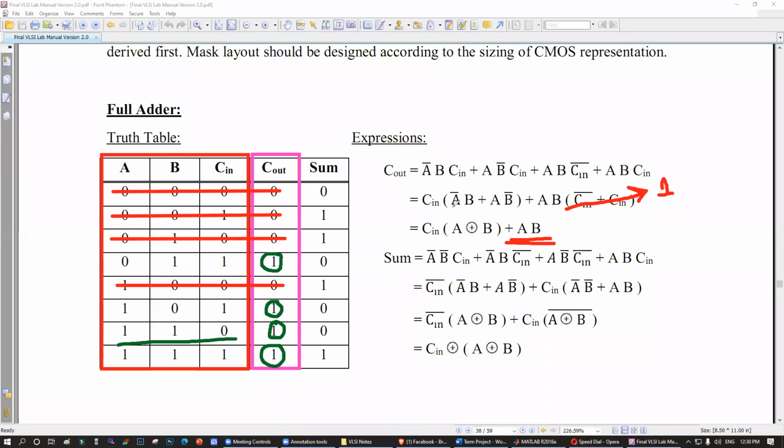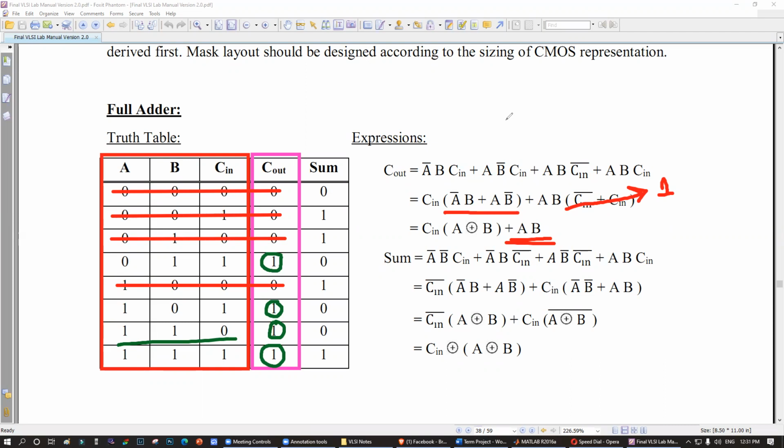Now this one is XOR. This one is XOR gate, right? So I'm going to write C in A XOR B plus AB. Okay.